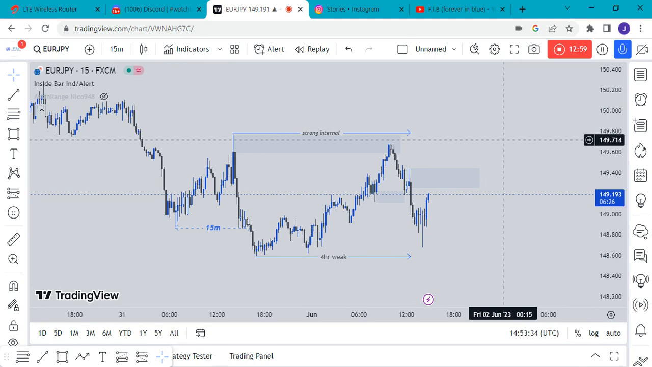So I hope this helps you with your trading journey. I hope this helps you with your entry, so that we all move to the higher level which we are aiming for.